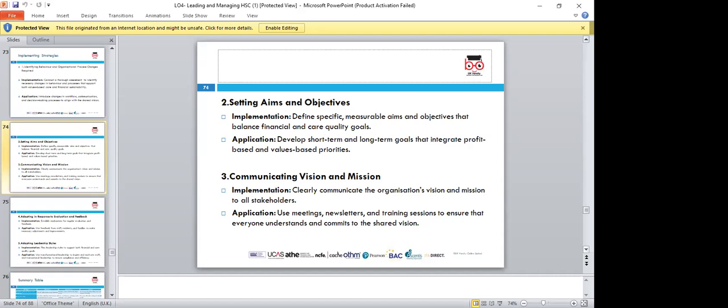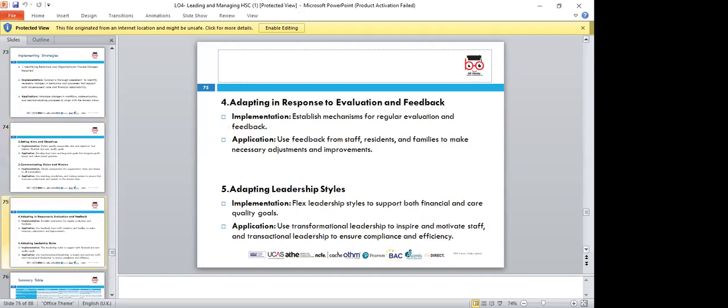Implementation: clearly communicate the organization's vision and mission to the stakeholders. It is very important that everybody within the organization knows the vision and mission of the care home and organization. How do you do that? In meetings, or when your staff is being employed, you tell them about those visions. You put them in the handbooks when you have employed them. Use training sessions. All these things are ways that you can use to ensure that they are aware of the vision and the mission.